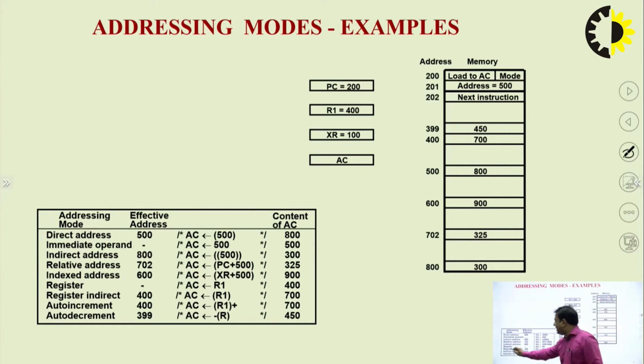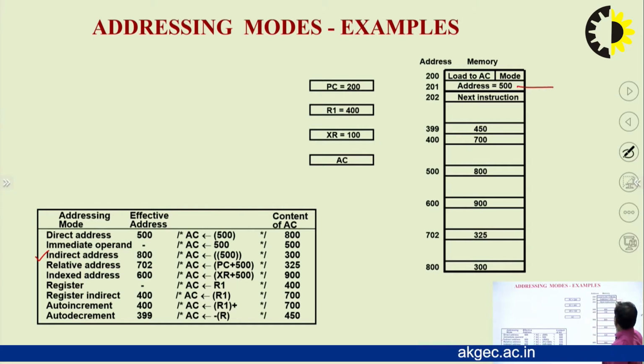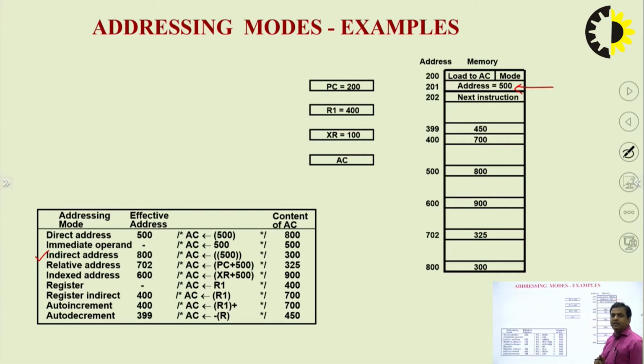Next we come to the indirect address. What is the meaning of the indirect address? First you have to identify whether it is register direct or register indirect, or whether it is related to the memory. As the name suggests, there is no term of the register. If there is no term of the register, that means it is a memory related addressing mode. Indirect addressing mode says that the address field has an address, that is 500, but this is not the address of the operand.